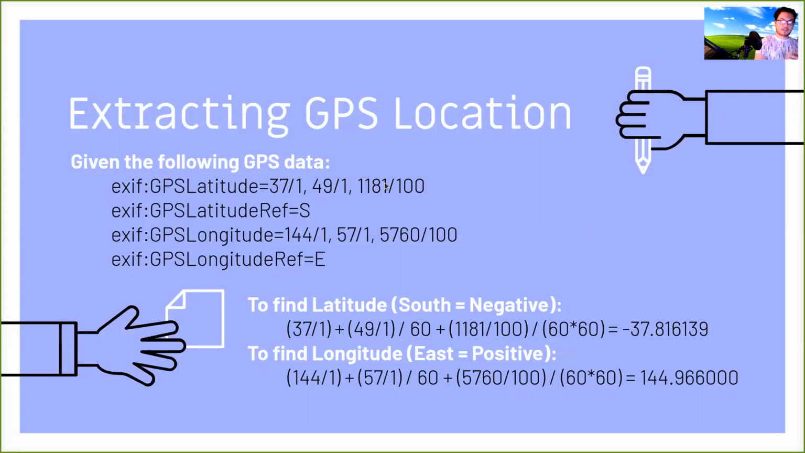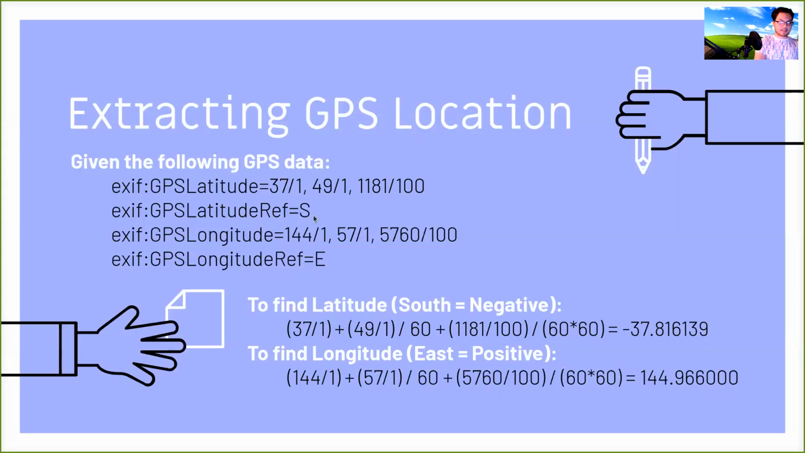It's weird that they include the minutes and the seconds, but basically the way you want to set up to find the latitude is you take the first one and do nothing to it. Then for the second comma separated value, you divide it by 60. And for the third one, you divide it by 60 times 60. And if you add these 3 values together, you get a number. And you also need to check the reference.